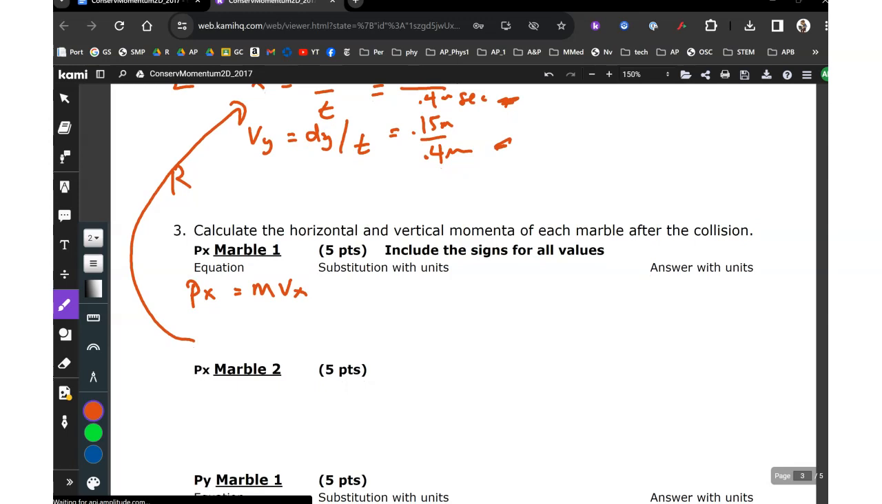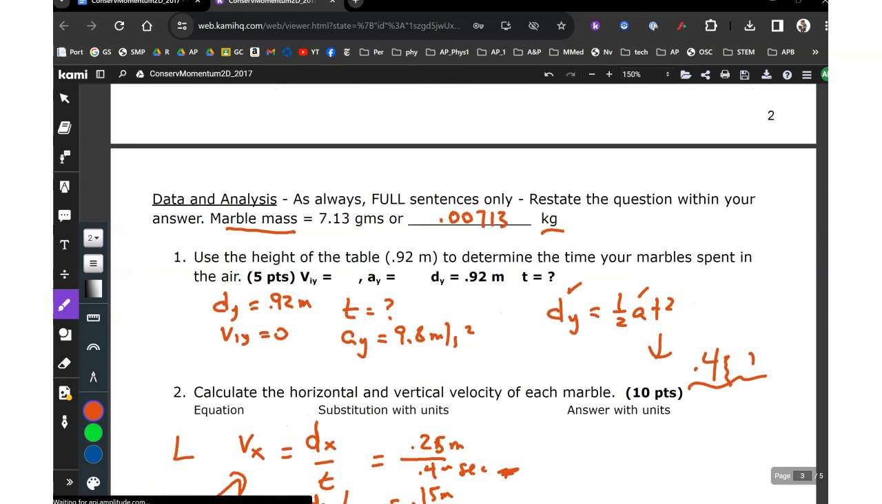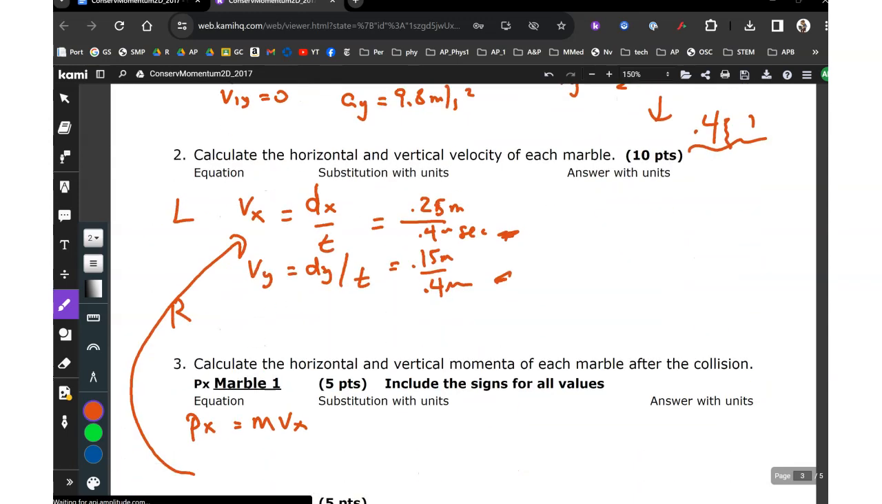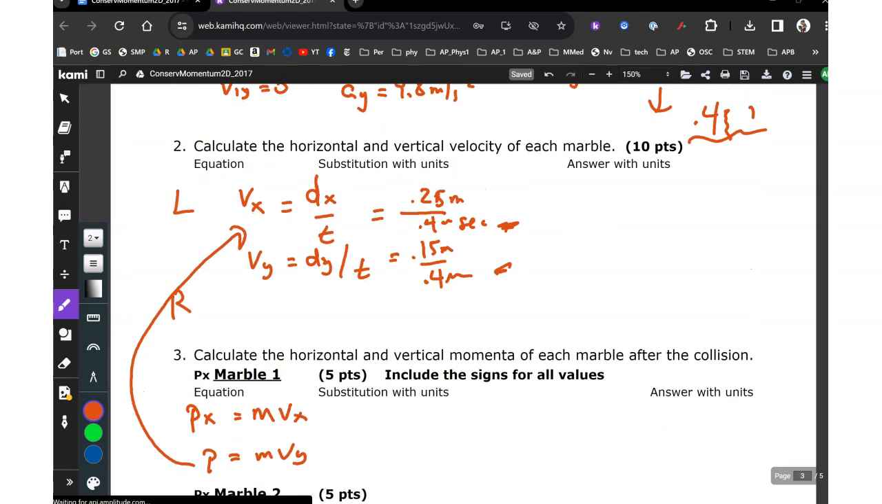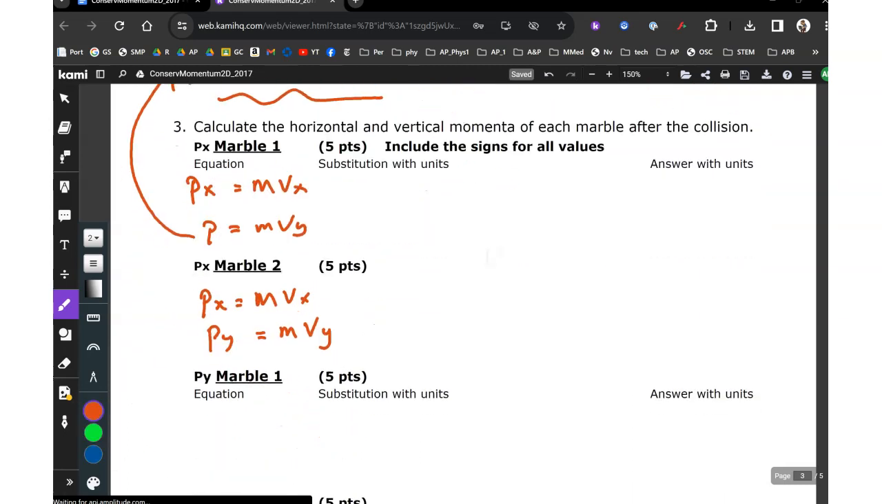So there you go. Now, what is the mass? The mass is right over here, right there. Mass of the marble. All these calculations are the same value. So px for marble 2 is the mass of the marble times vx of marble 2. The py is the mass of the marble times the vy. We're going to get these vx's and vy's over here because you'll have calculated these for the left and right marbles.